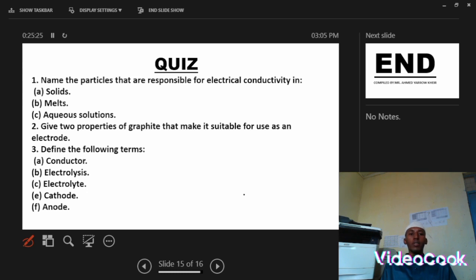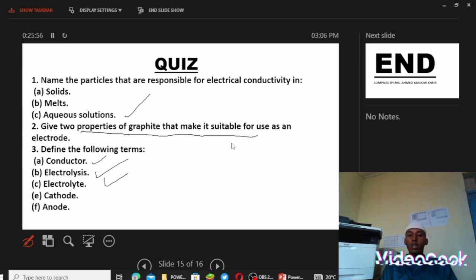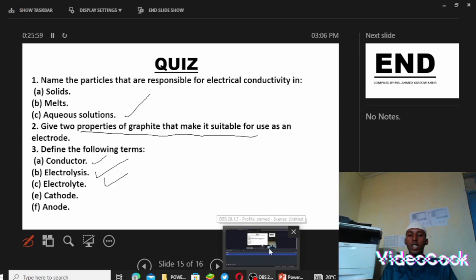Number 1, name the particles that are responsible for electrical conductivity in the solid state, in molten state or melt, and in aqueous solution. Number 2, give two properties of graphite that make it suitable for use as an electrode. Number 3, define the following: what is a conductor, what is an electrolyte, what is electrolysis, what is a cathode, and what is an anode. Before I end my video, I would like to give a summary.